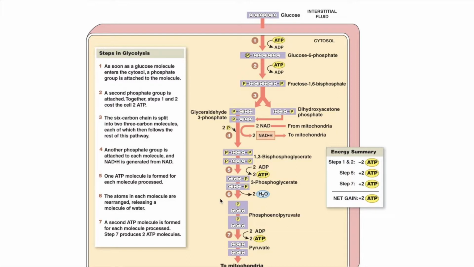So first, glucose is converted into 2 pyruvate molecules. So now it's 2 3-carbon chains. It started out as a 6-carbon ring. And then it goes through these steps to produce 2 pyruvate molecules. And as part of this, we actually produce 2 ATP, which the cells can use.